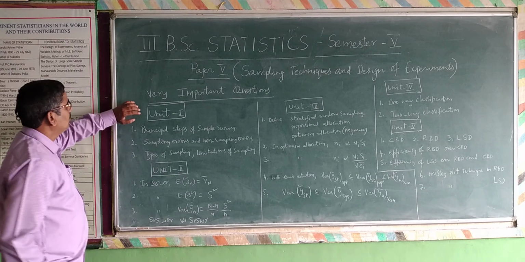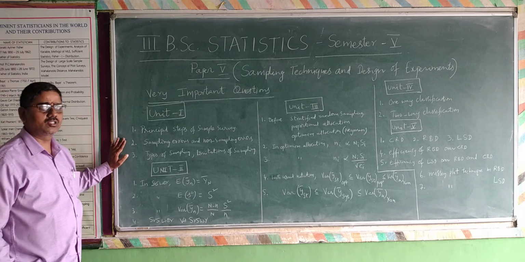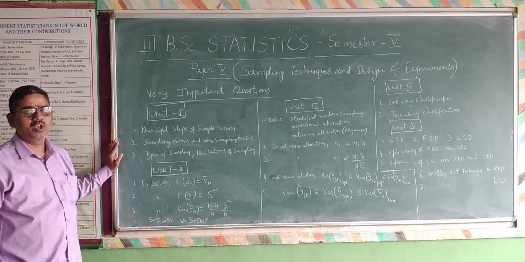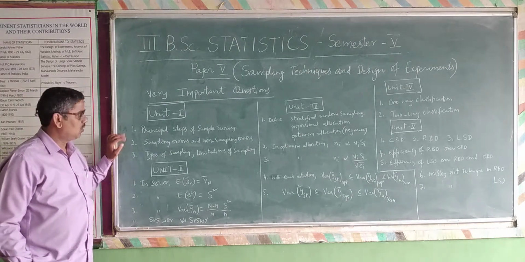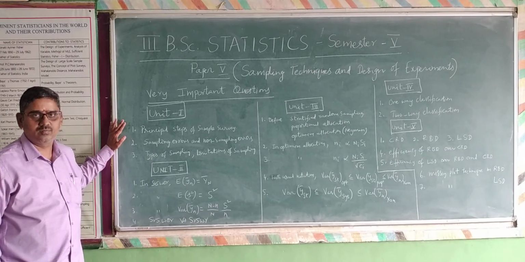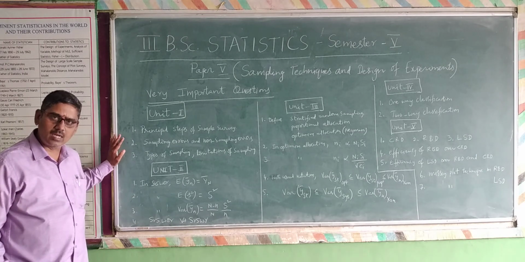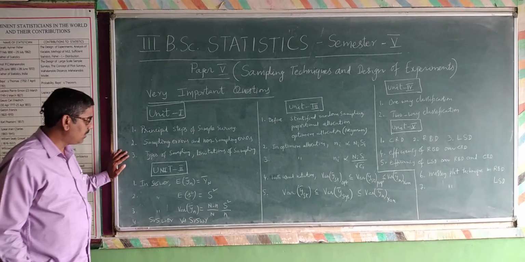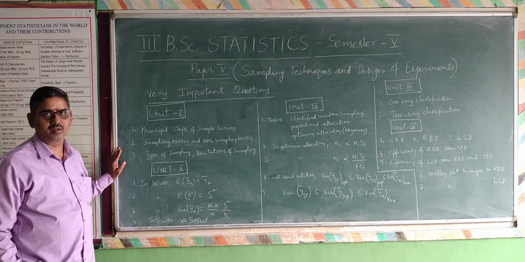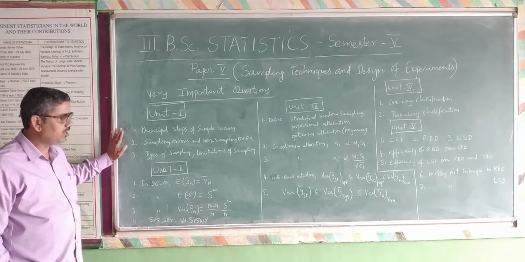Unit 1 is a discussion based on the principal steps of conducting the sample survey, and some basic definitions, in which I have selected three questions. One, principal steps involved in the construction of the sample survey. Then read sampling errors and non-sampling errors, and also read types of sampling and limitations of sampling. These are the three questions I have selected from Unit 1, which are very important.